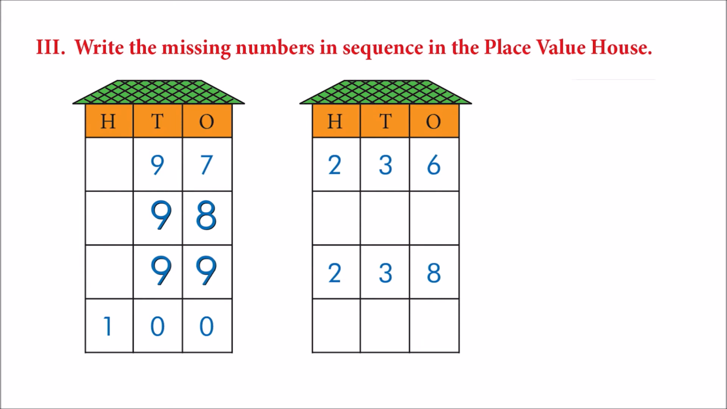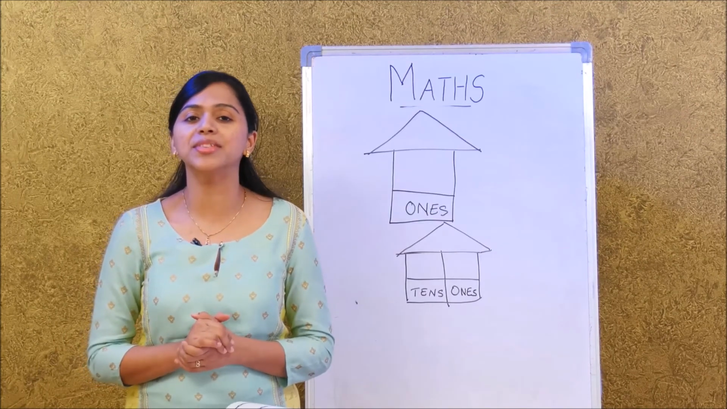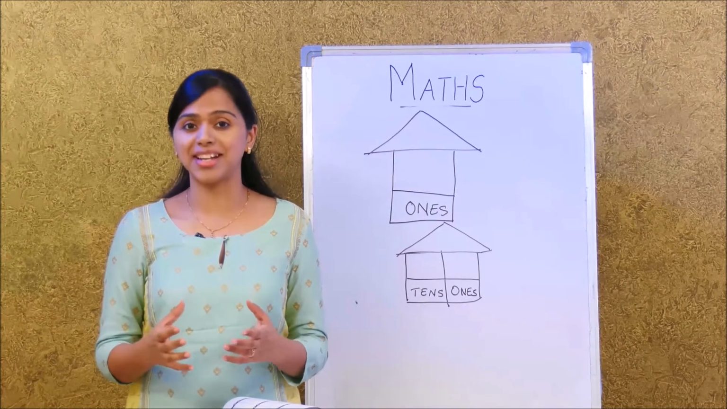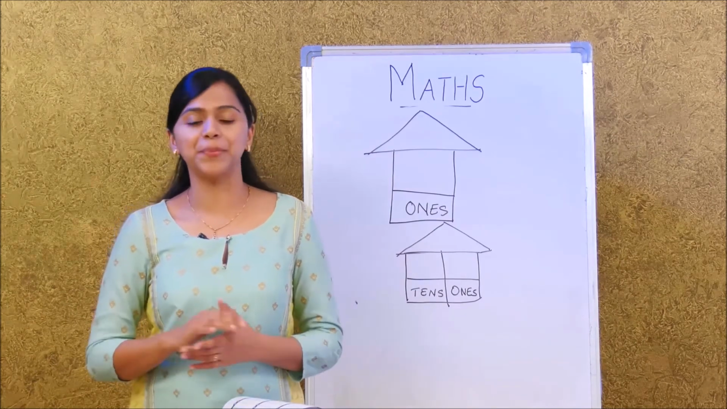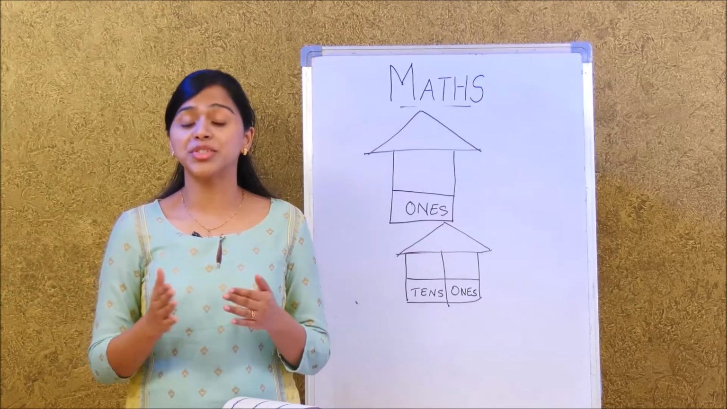Let's try 236 in the place value house. What comes next in this sequence? 237. Very good. And then comes 238 and then comes 239. Very good. Now in the next page, you have to write down the numbers which are given. There's a big truck. You need to fill it with the numbers that are asked for you to fill in. Okay? That's an easy one. I think you can do it by yourself. Let's move on to the next page.